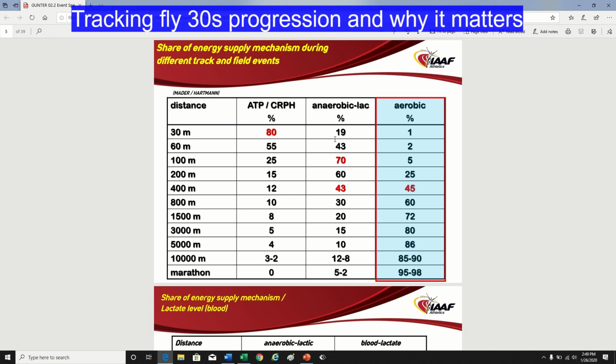So just starting very basically here, the system that we're dealing with when we're dealing with the fly 30 pace is the ATP and creatine phosphate system. This is also more commonly known as the alactic system, anaerobic alactic system, because it only lasts 6 to 7 seconds. It is anaerobic. It has nothing to do with your aerobic system. And alactic because it is not producing any acid itself.